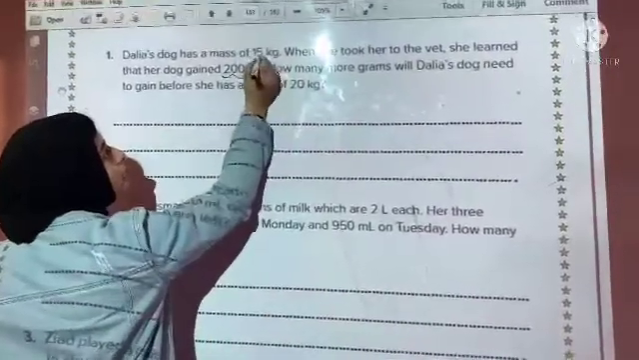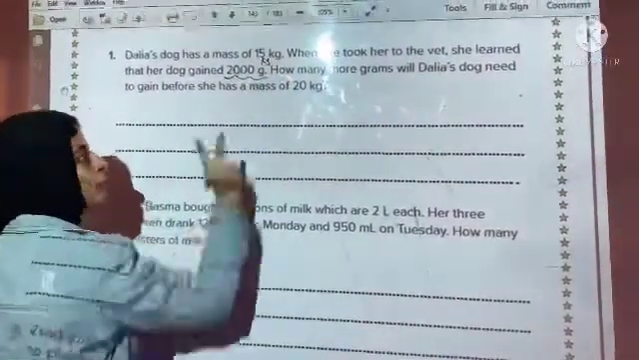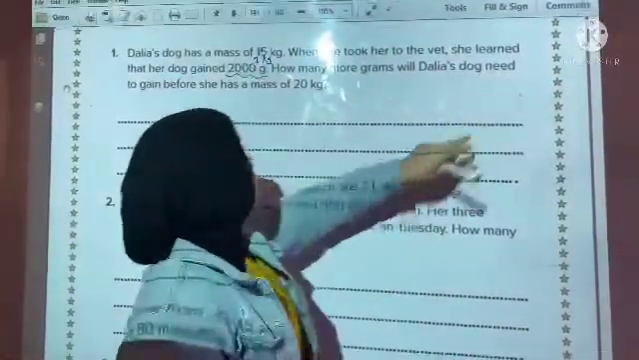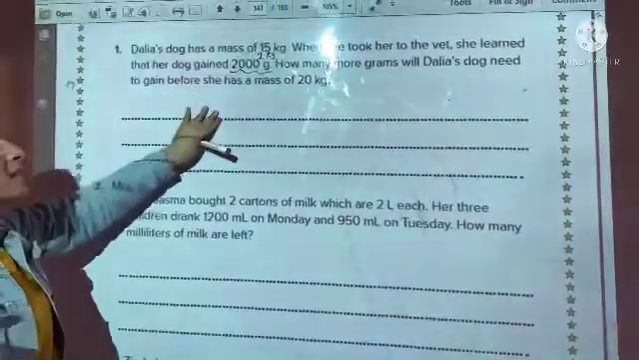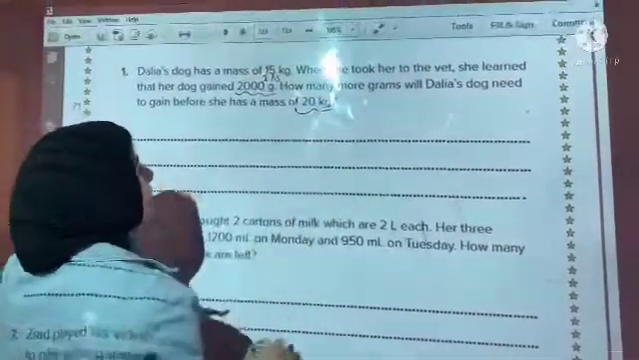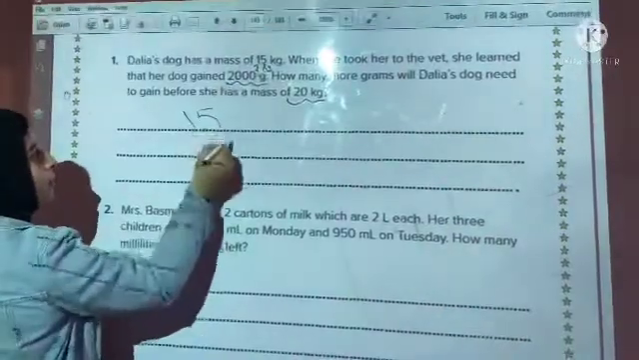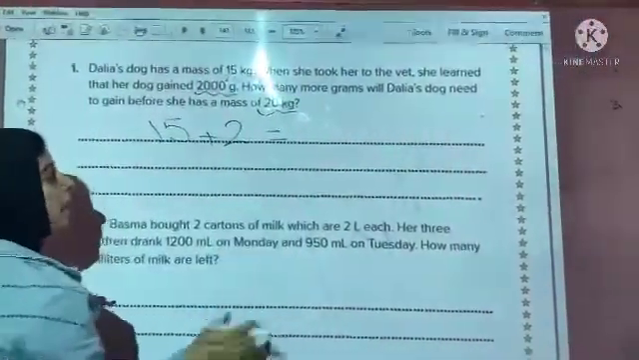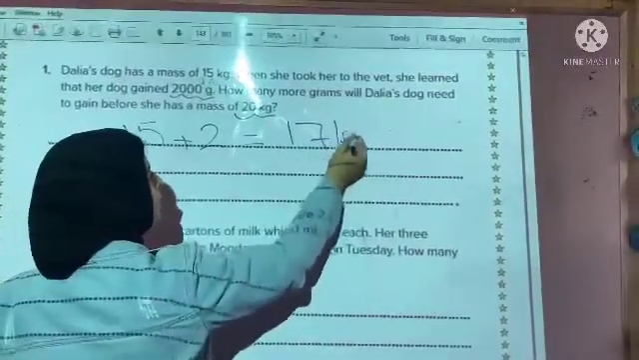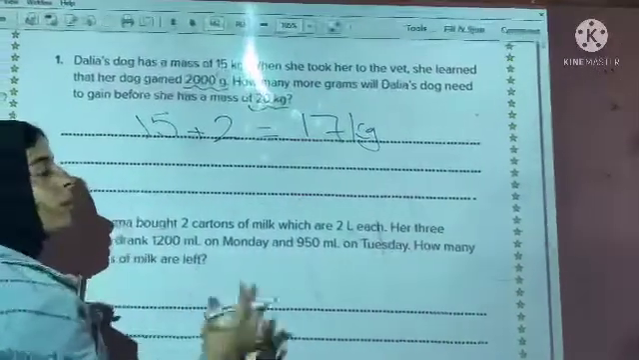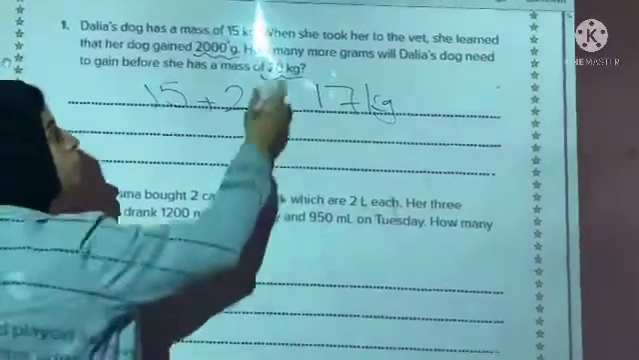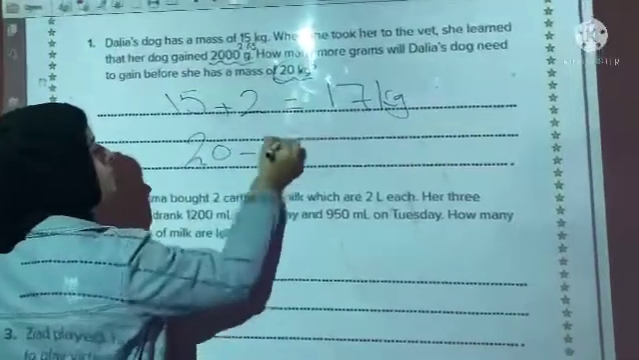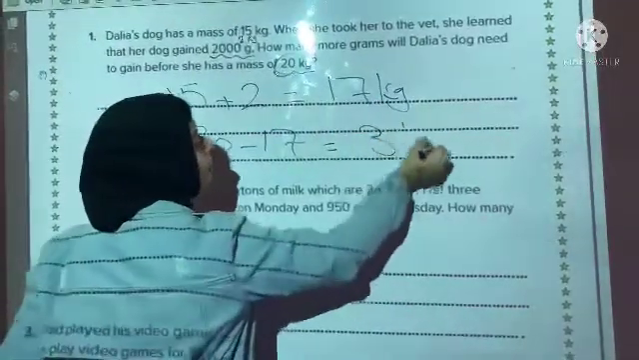I'm gonna convert this gram to kilogram to make it my plus. So 2,000 grams equal how many kilograms? Equal 2. How many more grams will Dalia's dog need to gain before she has a mass of 20 kilograms? So the dog is 15 kilograms plus another 2, so the dog now is 17 kilograms. So how many kilograms should this dog gain to reach 20 kilograms? I'm gonna make this 20 minus 17, so it will be 3 kilograms.